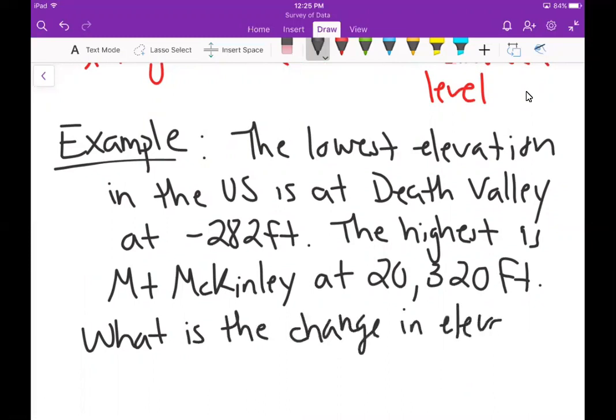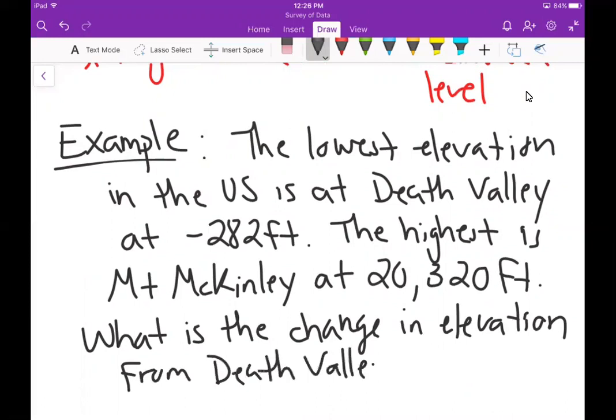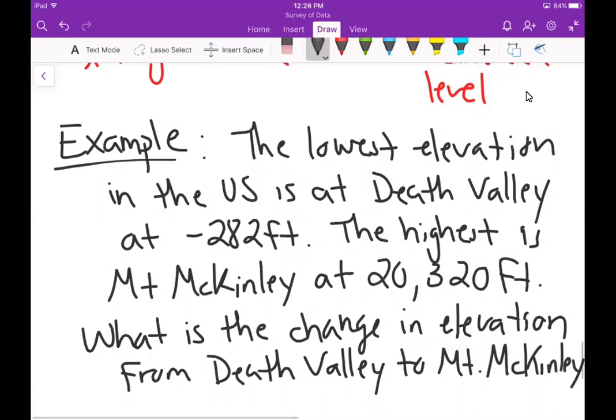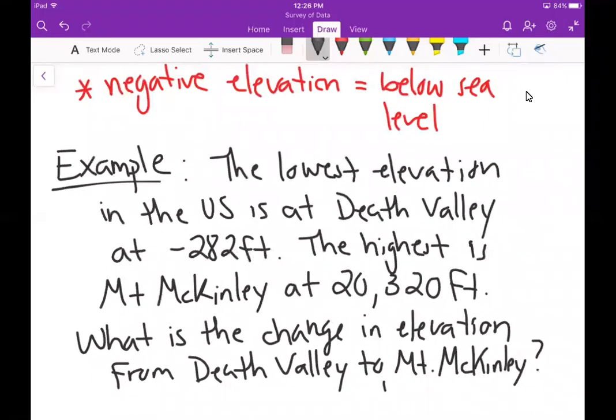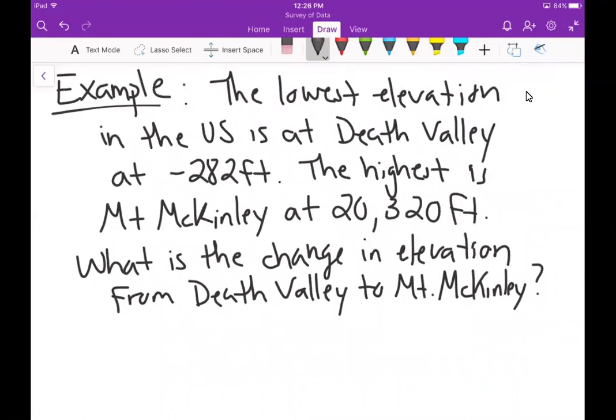And this next part is very important. What is the change in elevation from Death Valley to Mount McKinley. So you can always kind of think about these things first to make sure you end up with the right setup. So if you go from Death Valley to Mount McKinley, are you going up in elevation or down? Should your change be positive or should it be negative?